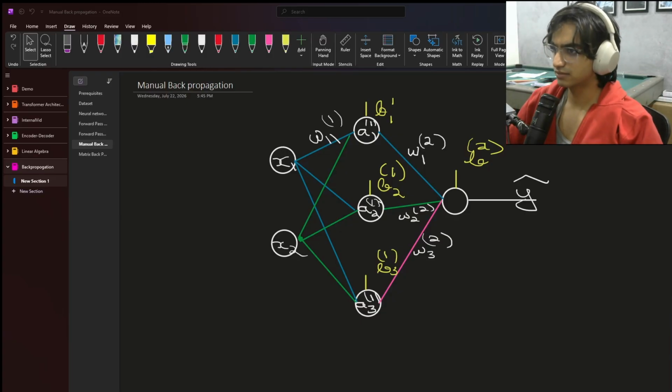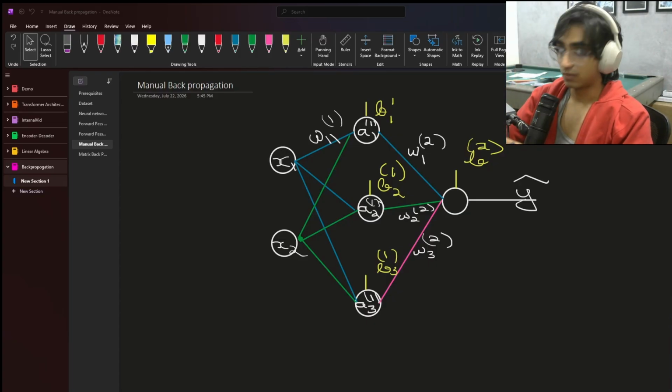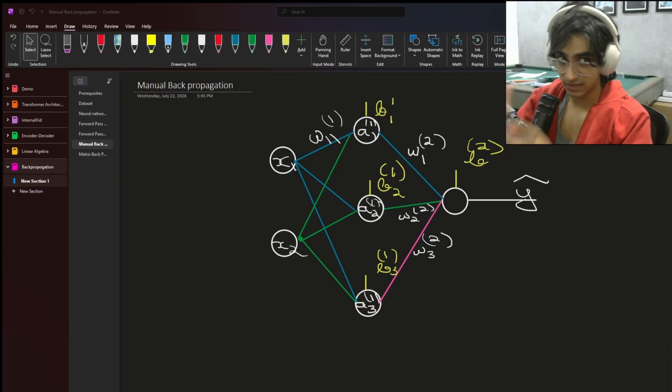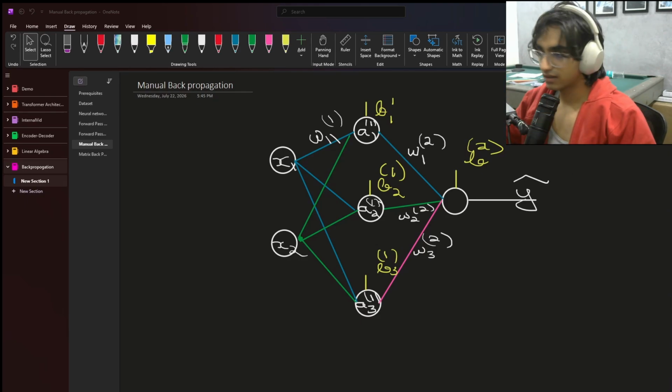So I've just brought the network here. What we're going to do is we need to update the weights, all the weights technically. We need to update W11, 12, 13, 21, 22, 23, and then W1, W2, W3, as well as the biases. So we need to find the derivatives with respect to that. And we're going to be following the gradient descent algorithm.